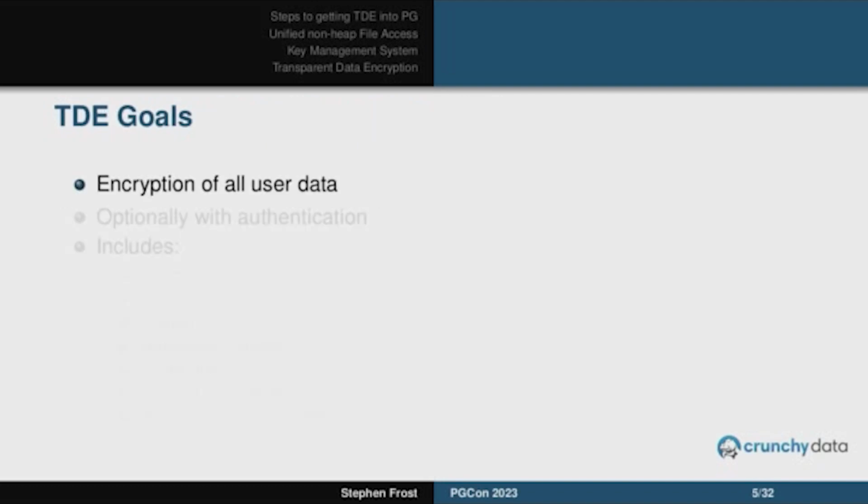So what are the goals of this particular TDE effort? We don't want to get ourselves too crazy, although some of the things I'm going to talk about are already really crazy. At least the goals right now are that we want to encrypt all user data. When I talk about user data here, I might call it principal user data. This is data that the user gave us. It's not metadata, it's not transaction information, it's not anything else. And something really important here is optionally with authentication.